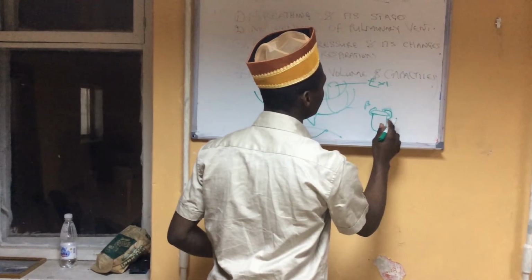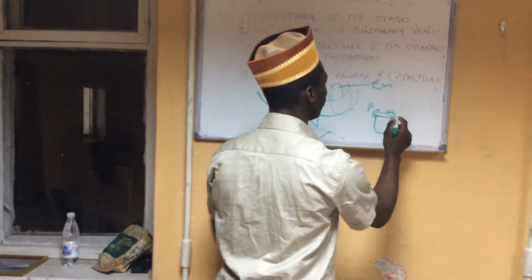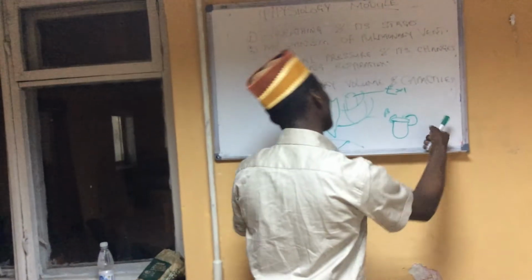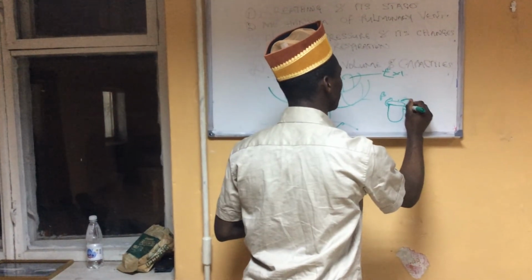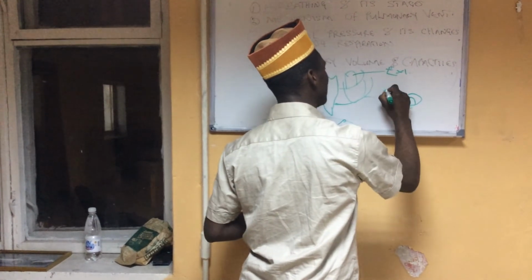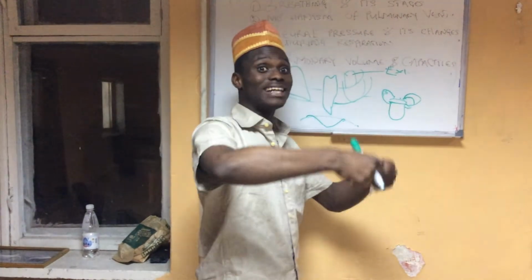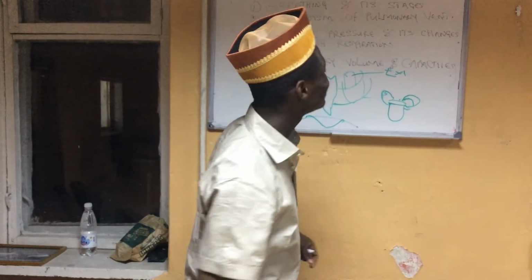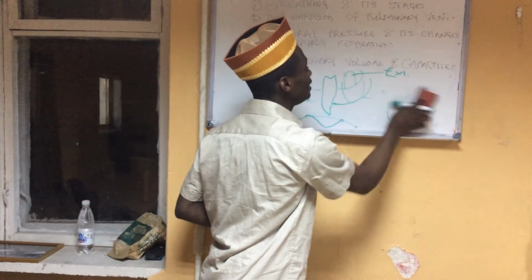Now, when you try to pull the bucket upward, what happens? You see something like this, because you are trying to lift it up. Pull it up, and you see something like this. What happened? You've increased the diameter. So that is the same thing that happens in the lungs.